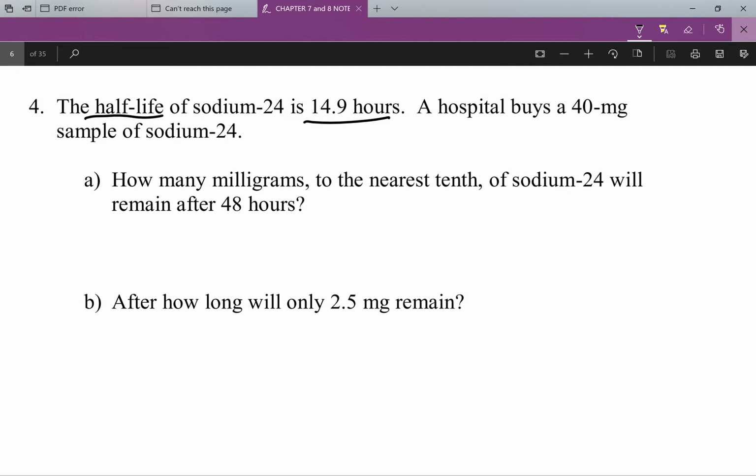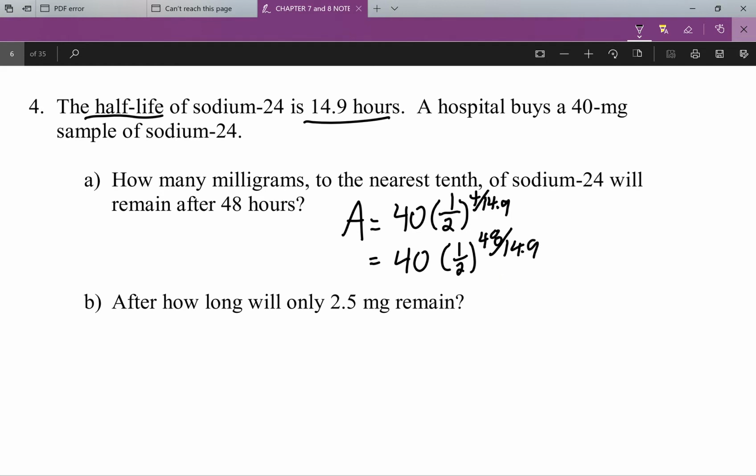So again, I need to build my formula. I'm going to go A equals, we're starting with that 40 milligrams, and then, since it's half-life, half of it is constantly disappearing, and my time is going to be divided by that 14.9. So then I'm going to pop the 48 hours into this, so I get 1 over 2, and then 48 divided by 14.9. We grab out our calculators and punch this in, and we get 40 multiplied by 1 over 2 to the power 48 divided by 14.9.